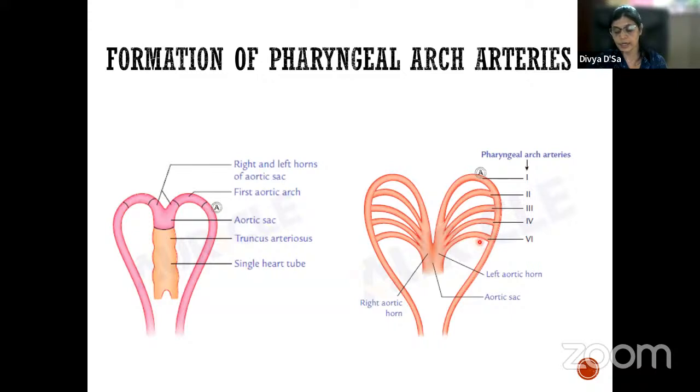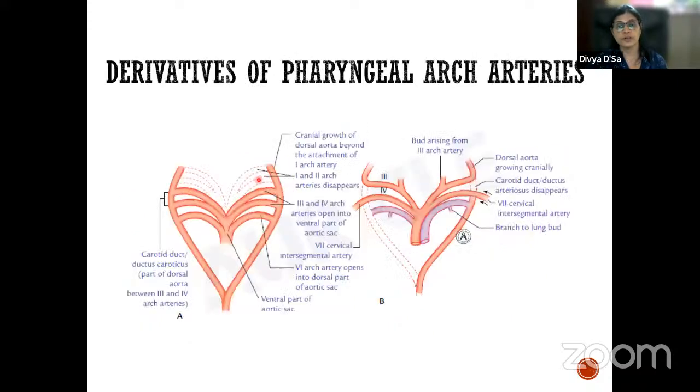So we'll see how it is formed. First and second will mostly disappear. For the first arch, a small portion will remain as the stapedial artery, which we'll see in the fetal life. And in the second arch, we have the maxillary artery. The maxillary artery is the terminal branch of the external carotid artery. So from the second arch, most of it will disappear except for a small portion which forms the maxillary artery.